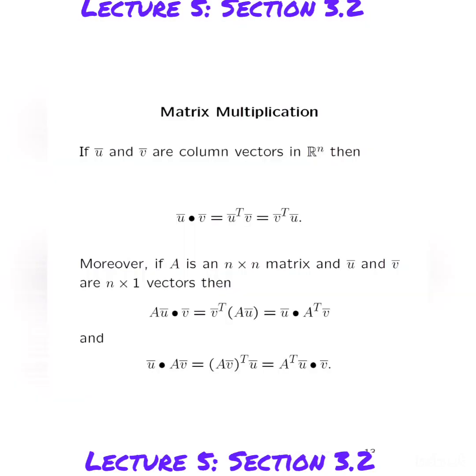Okay, next we have the section on matrix multiplication. So you can write a dot product essentially as a product between matrices. You can write the dot product between U and V, if U and V are both column vectors, simply as U's transpose times V or V's transpose times U. And then let's look at the other two identities below that. We're going to look at the derivation of those two identities.